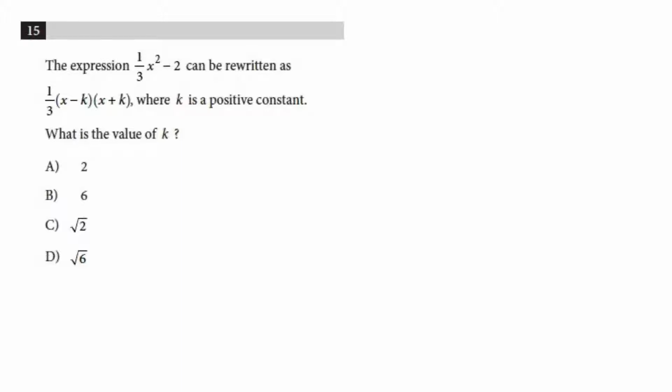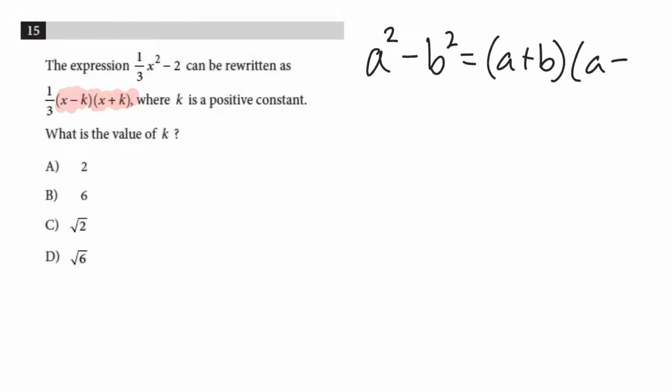Okay. Alright, so it looks like we have what here is a difference of squares. We should recognize that a difference of squares is when you take a squared minus b squared and factor it into a plus b, a minus b. And we have the 1/3 out front as a coefficient.